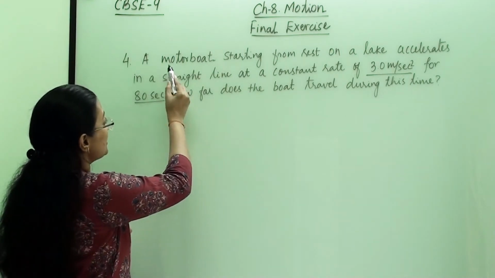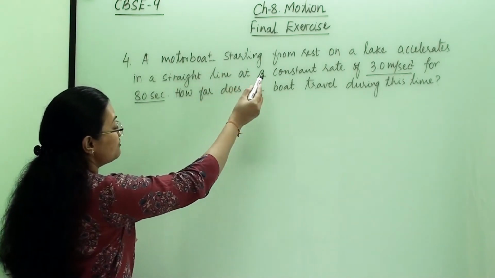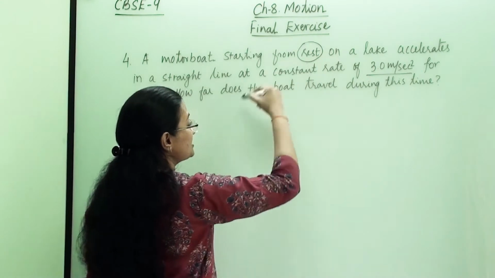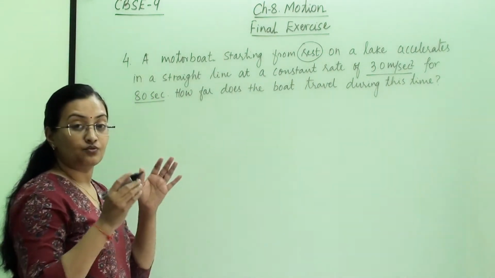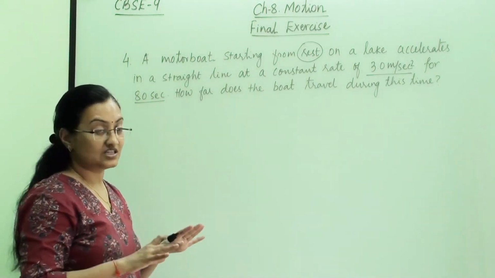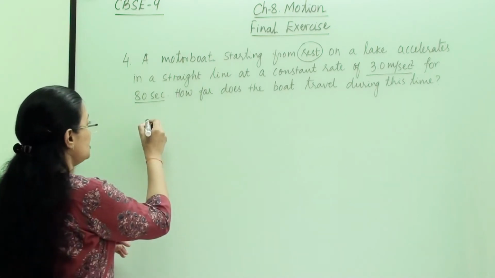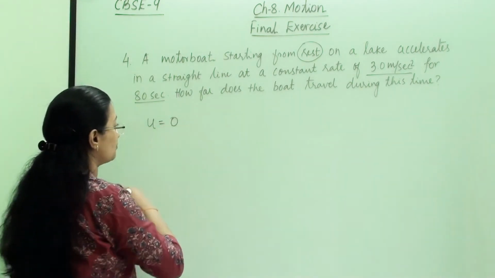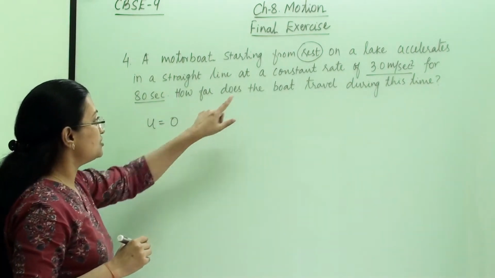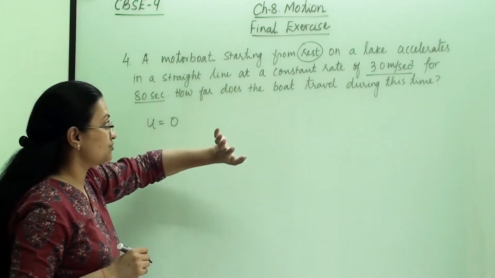Now first they have said that the motorboat is starting from rest. Starting from rest means it was standing, it was at the resting position. So its initial velocity will be 0, because it was at resting position.